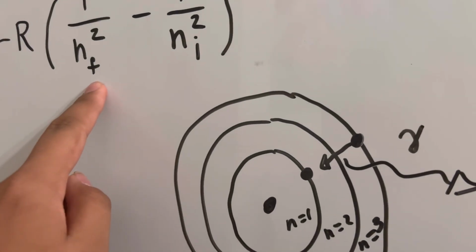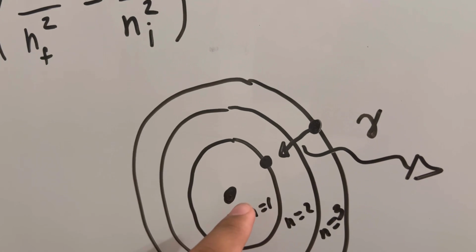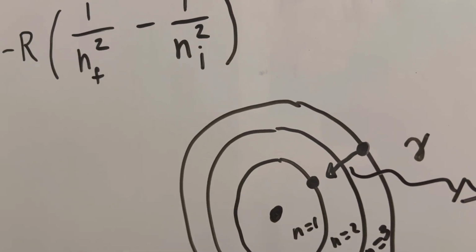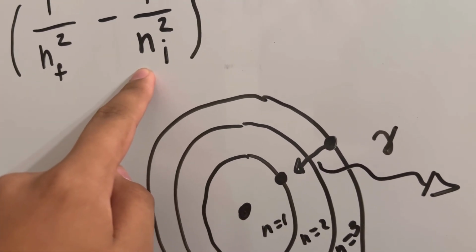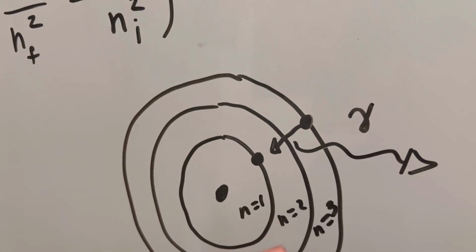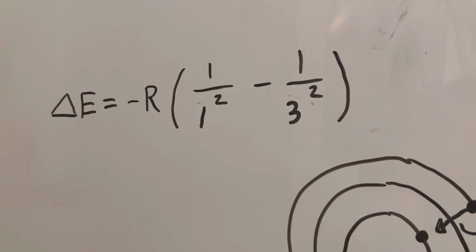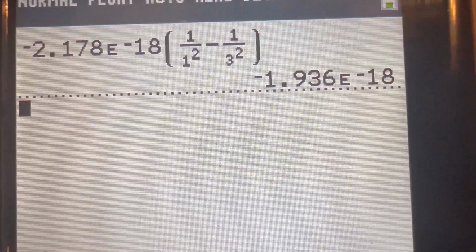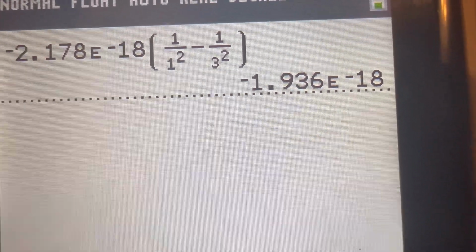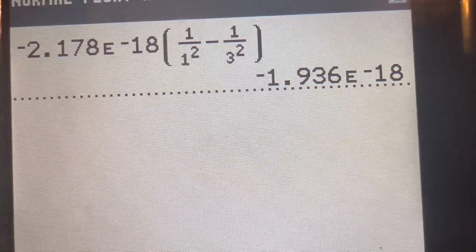Now the final energy level that the electron will be on is n1. And the initial energy level that the electron will be on is n3. We already know what R is, that's just the Rydberg constant. Once we plug all that into a calculator, we should get negative 1.936 times 10 to the negative 18th.